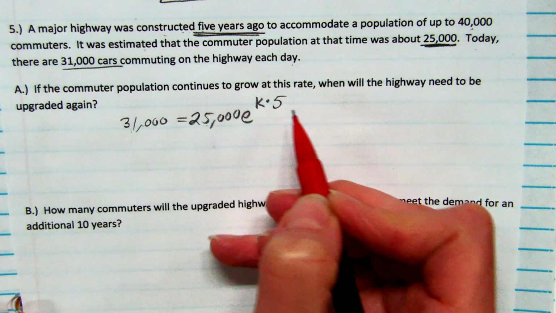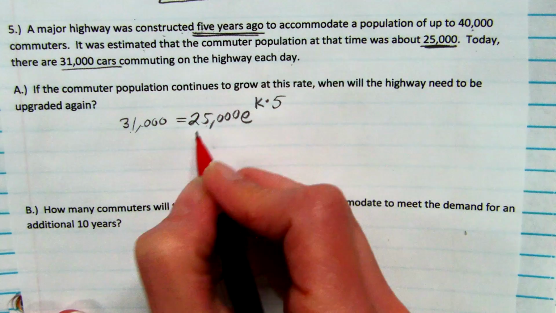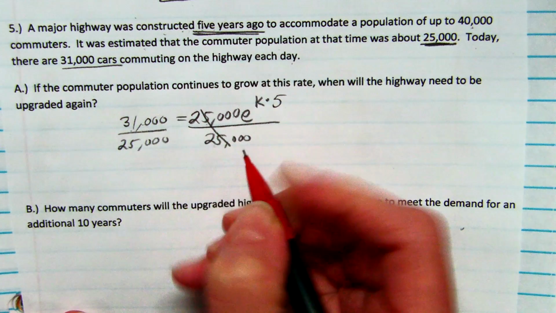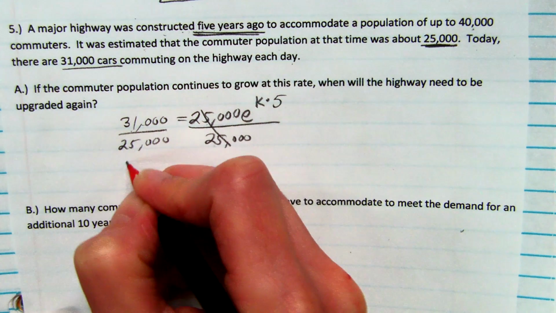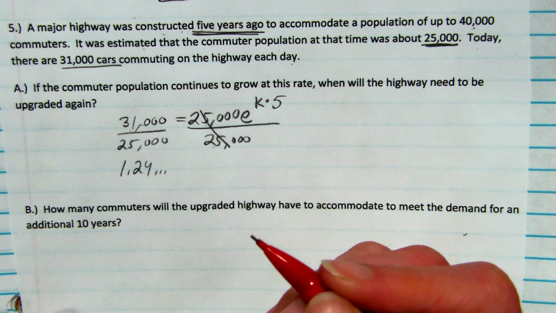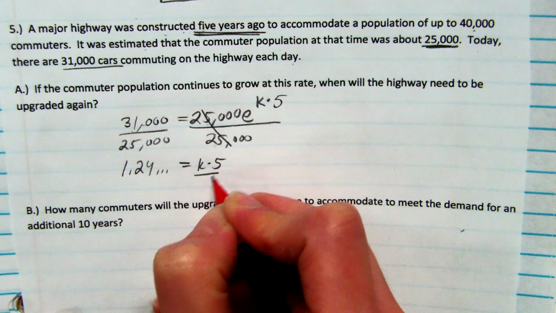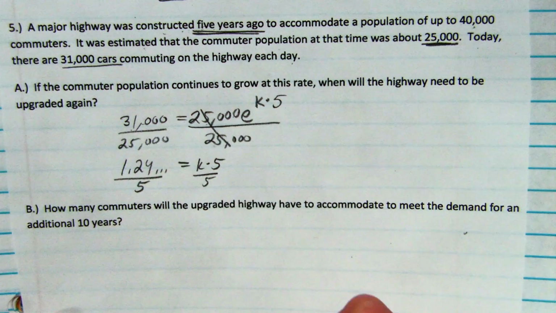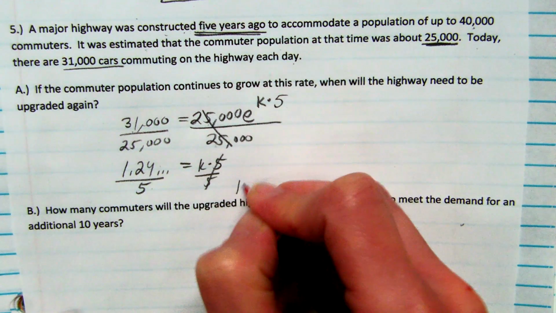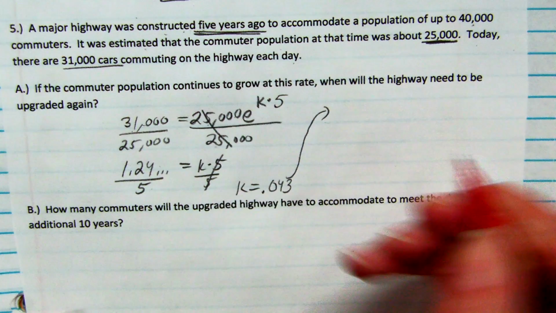We can use that information, since we have a time frame, to figure out k, and then we can use k to do the next part. So divide by 25,000. We are solving for k. That's going to give us approximately 1.24, maybe that's all it is. I don't remember. And then that equals k times 5. We'll solve for k by dividing by 5. So whatever that decimal was that you hopefully did on your calculator, keep that, divide it by 5, and then according to my notes, that comes out to be about 0.043. So now we can use that to answer this question.